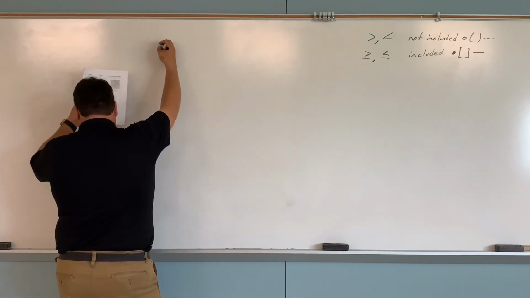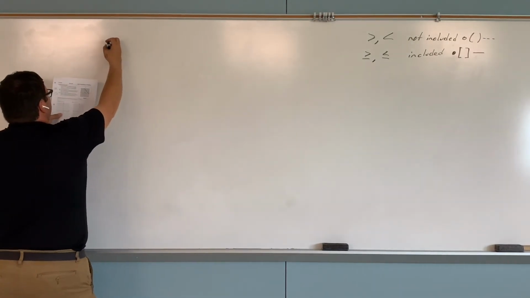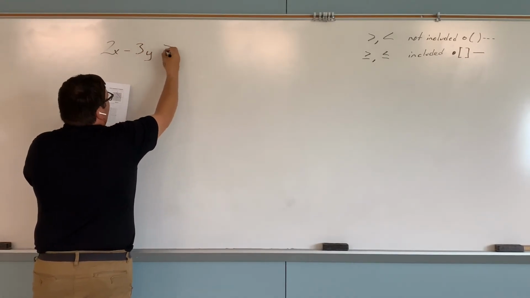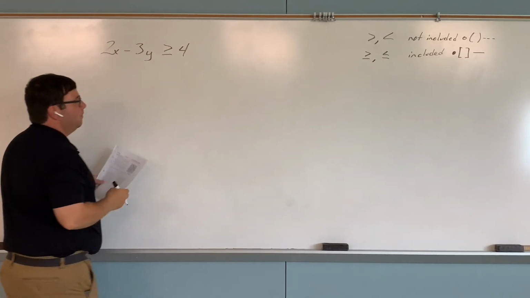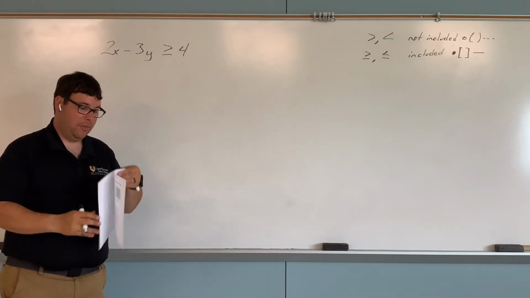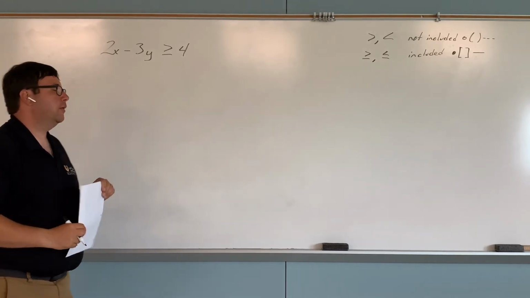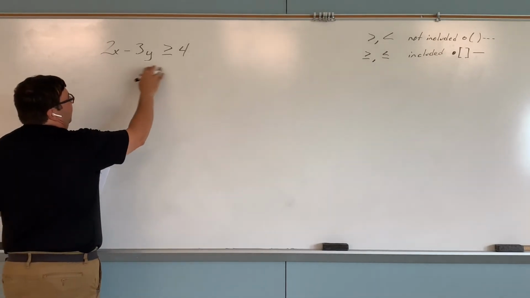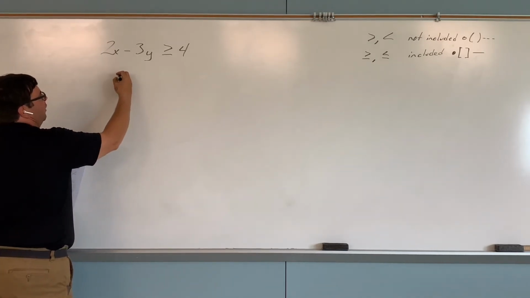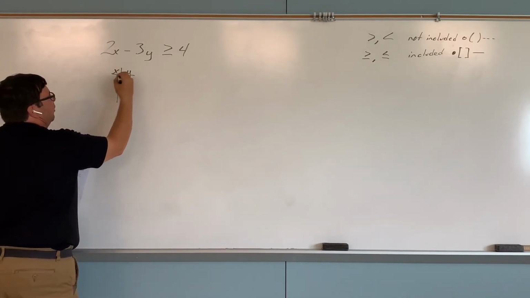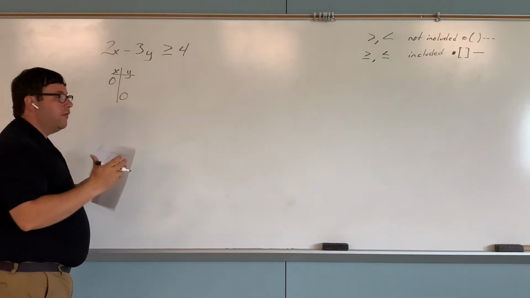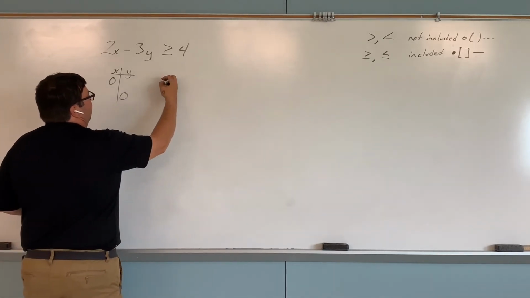My next inequality, I'm going to step over just a little more. I have 2x minus 3y is greater than or equal to 4. We're doing the same thing. We're graphing, and then we're going to determine whether or not these are the solution set for the problem. Okay, so graphing XY chart, here we are. I'm going to use 0 and 0 again. That's okay. As long as they work, you can use them.